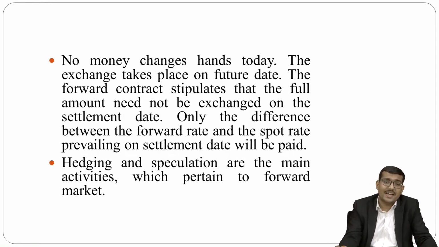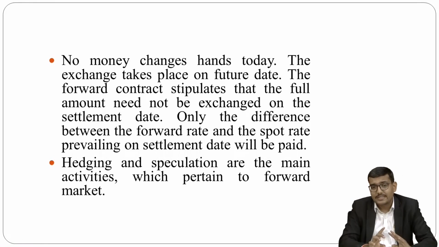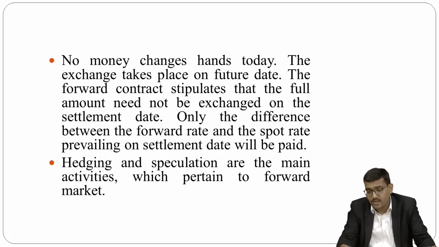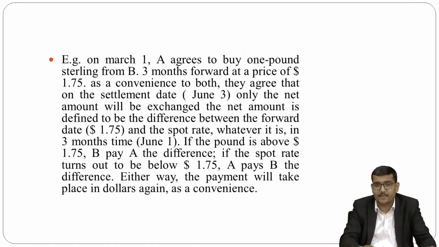Hedging and speculation are the main activities which pertain to the forward market. So majorly there are three participants: hedging, speculation and arbitrage. Ultimately, the two main participants here are hedgers and speculators.